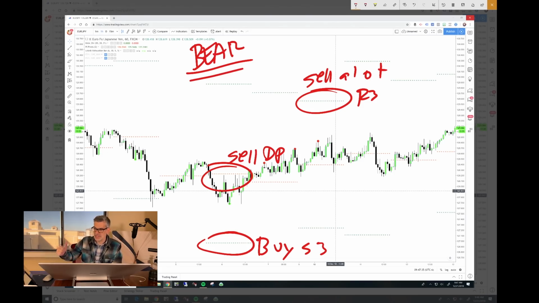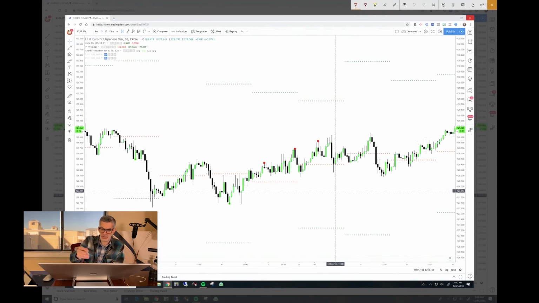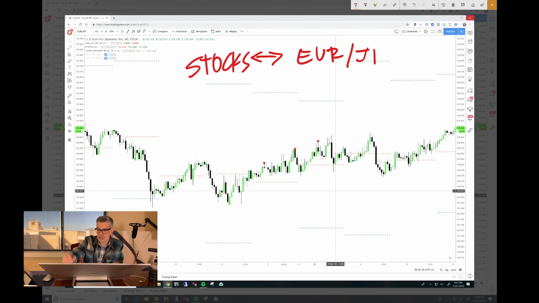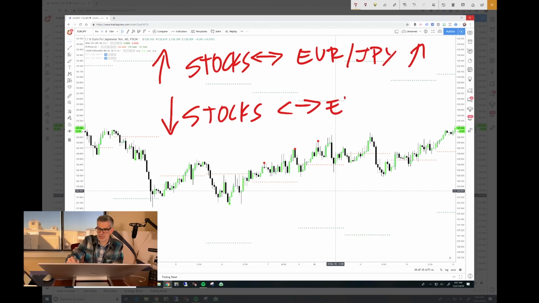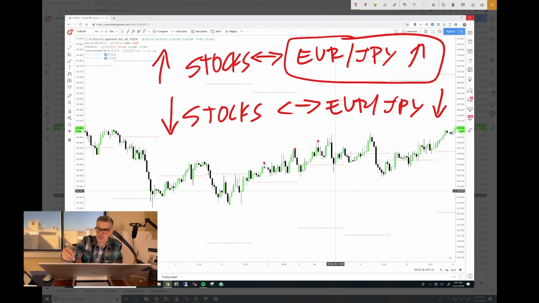And the reason that these strategies work is that stocks are highly correlated to currency pairs that include the Japanese yen. So if stocks are up, the euro yen is up. And if stocks are down, the euro yen goes down. Now remember, for those of you not familiar with the currency market, when the euro yen is going up, that means the euro is rising, and it means the Japanese yen is falling. So the euro is stronger than the yen.